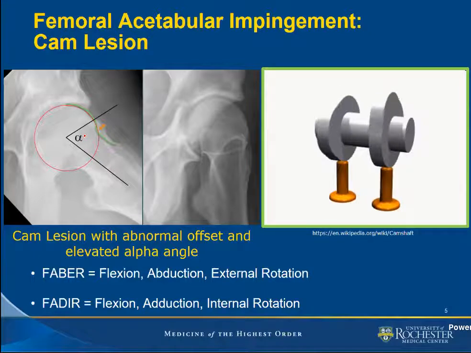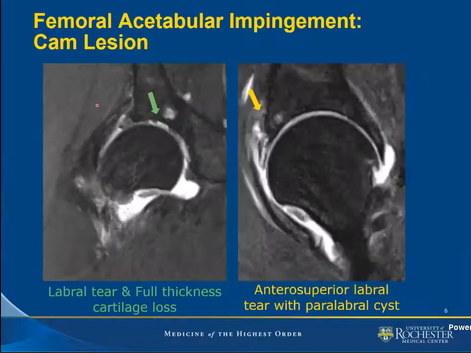Now, if this alpha angle gets greater than 55 degrees, this is telling you that this cam bump is sufficiently large that you can predict it might be on a collision course with the acetabulum, leading to those labral and cartilaginous pathologies that we just discussed. So this is the importance of the alpha angle.